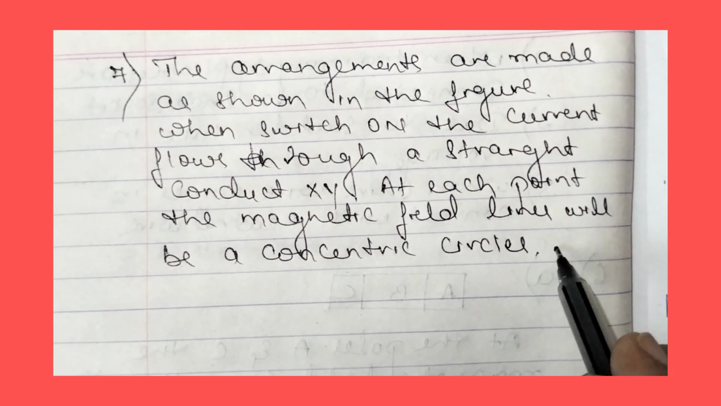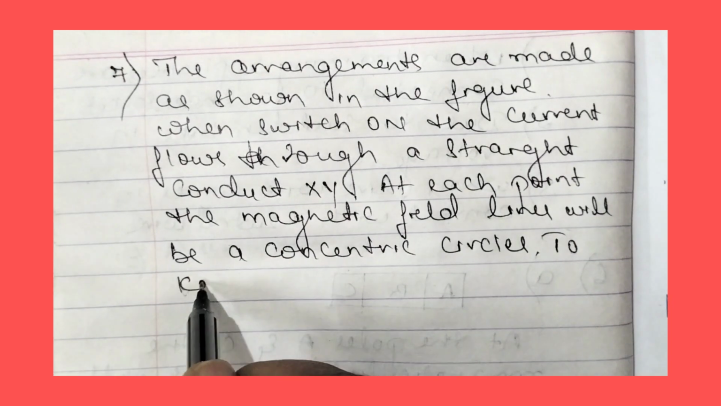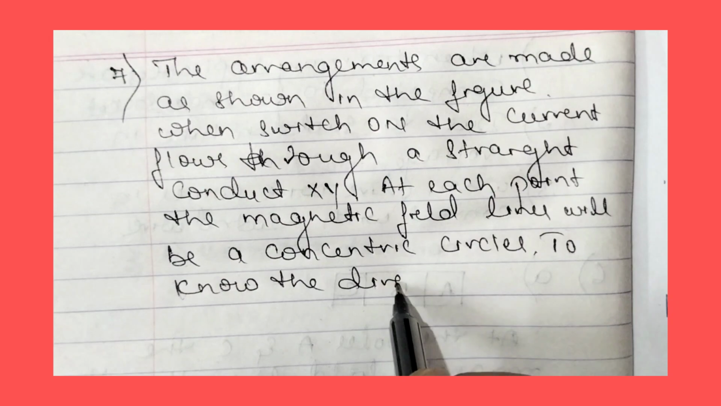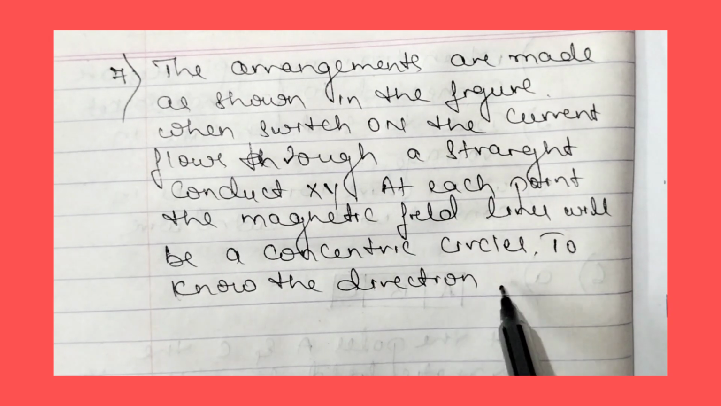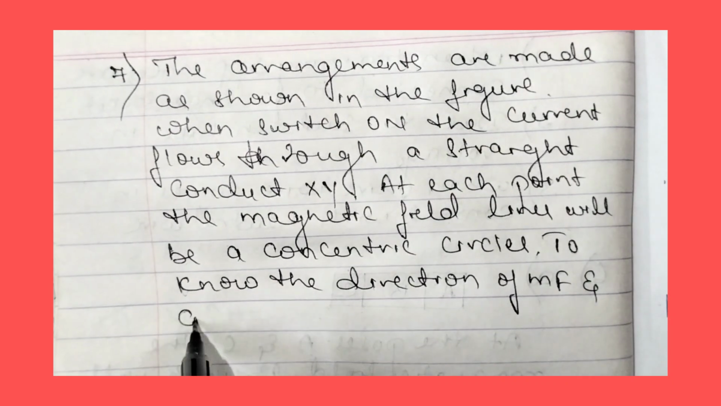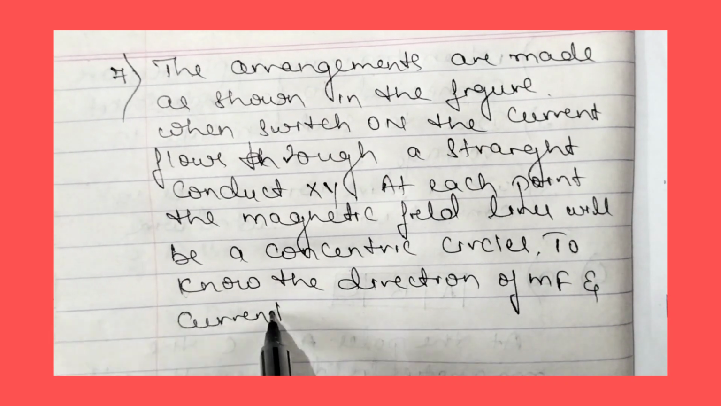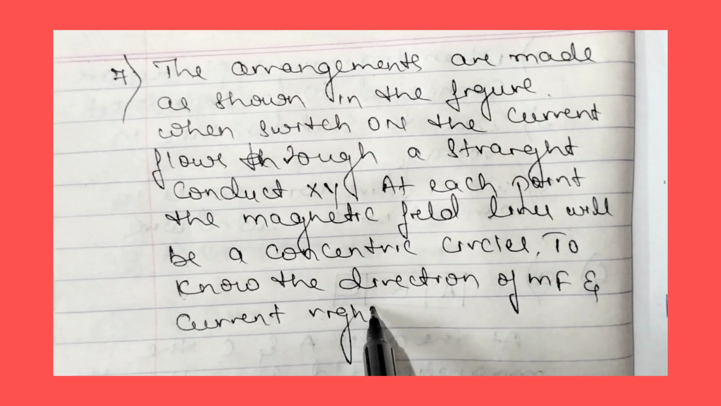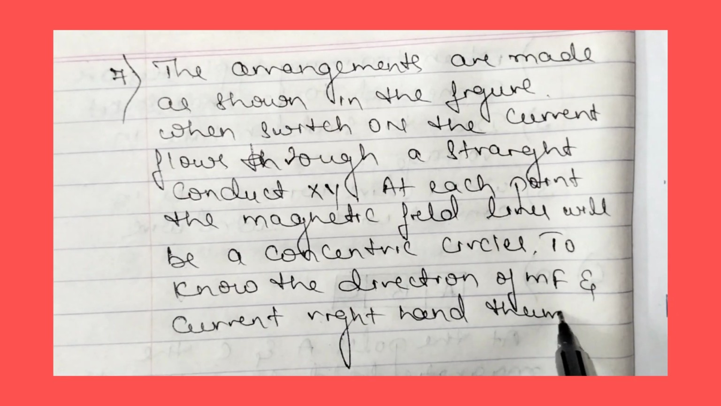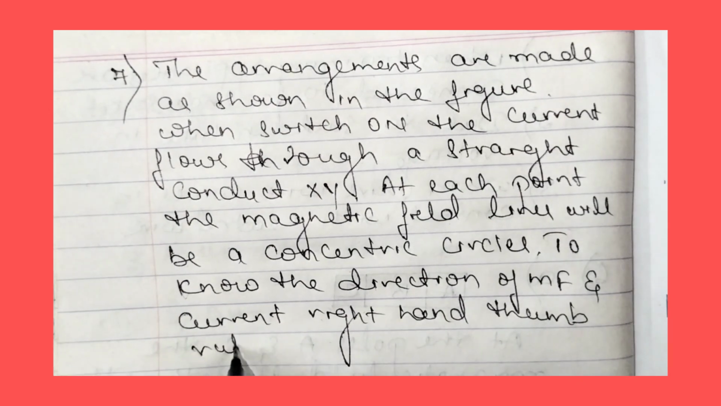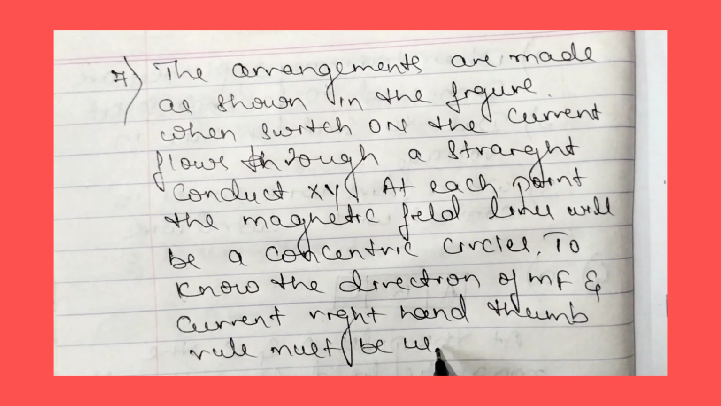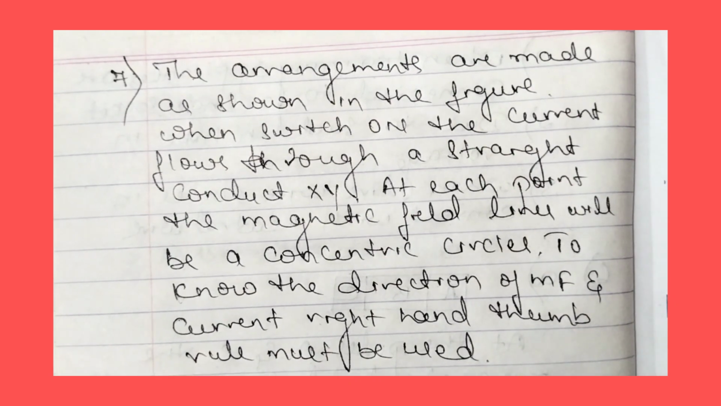Then, to know the direction of magnetic field and current, the right hand thumb rule must be used.